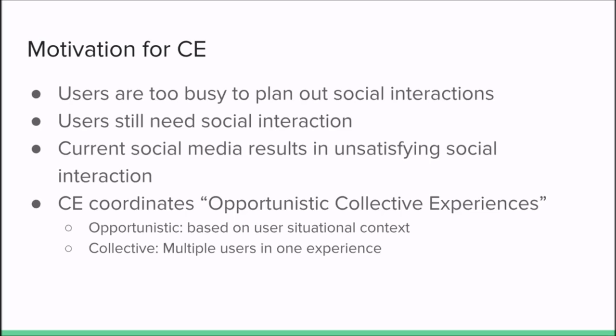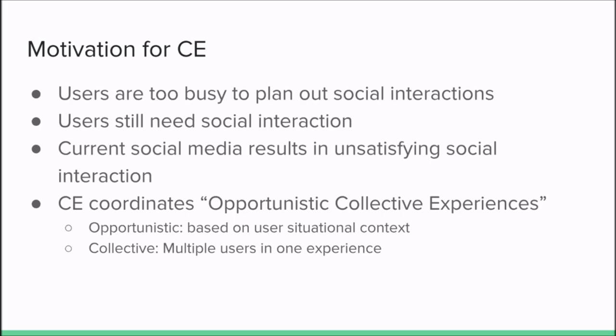So current social media tries to bridge this time crunch by having these fast interactions that you can have on the go. So you might be scrolling through Facebook and liking posts when you're in a coffee shop or something. But these interactions are often deeply unsatisfying because they're passive, meaning they don't have direct engagement with another person. So in the example of liking a Facebook post, you're not actively engaging with another person, and that can be unsatisfying. How does CE overcome this?